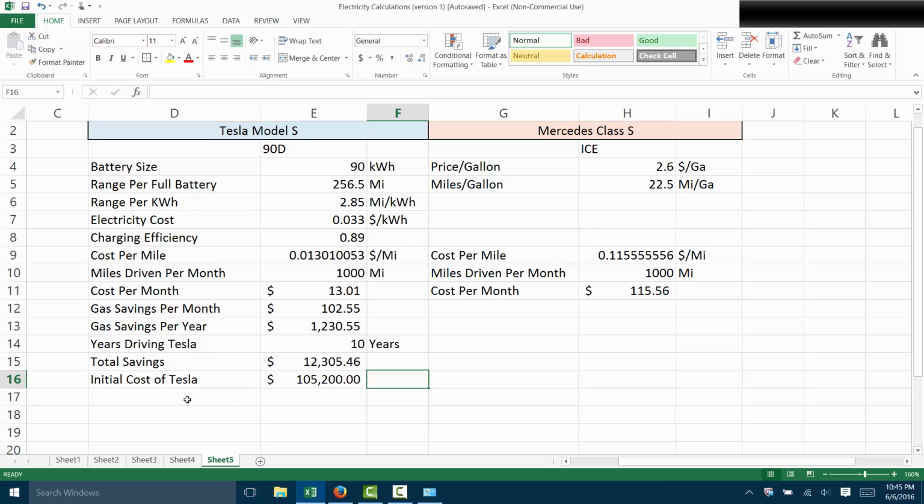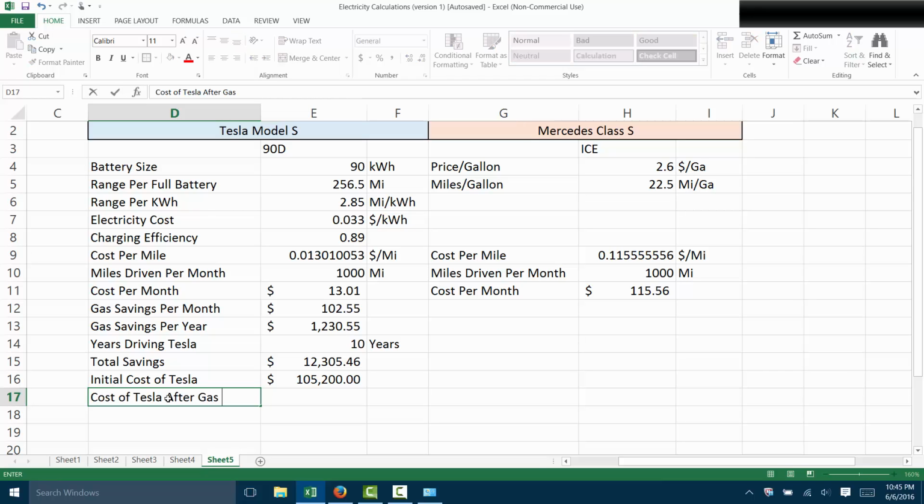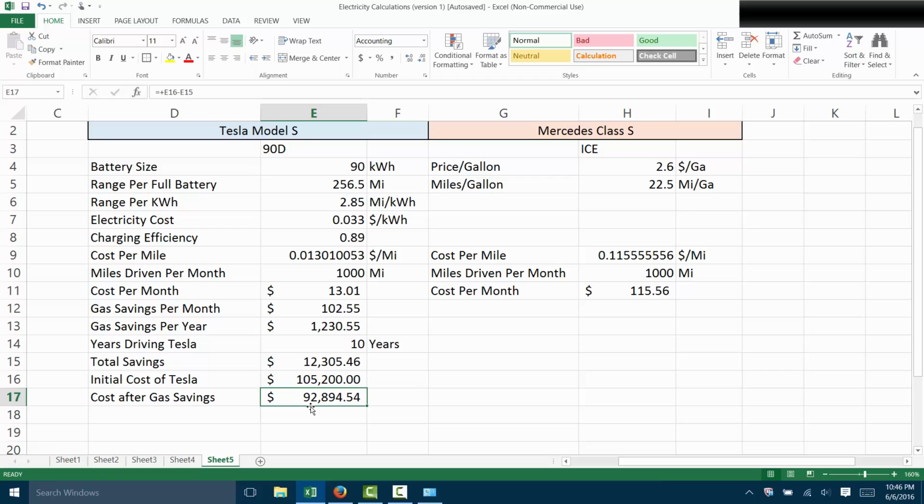So that's the initial cost of the Tesla, and now what is the cost of the Tesla after gas savings? Let's say cost after gas savings. That number is going to be the initial cost minus the total savings for gas. So that's the price.